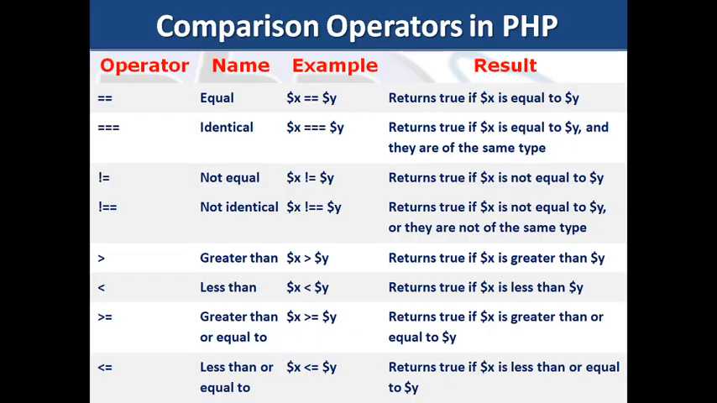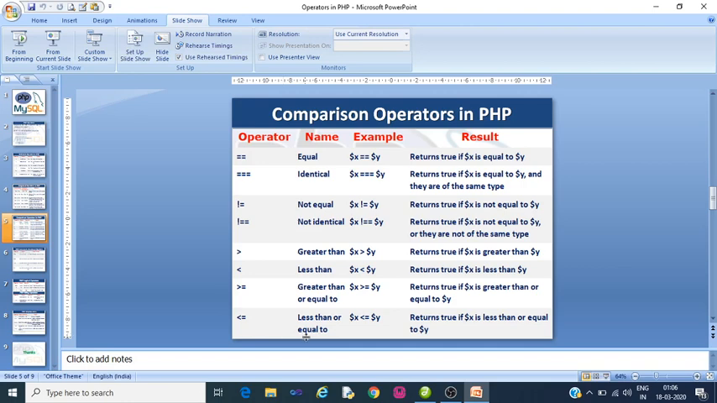From current slide. Next is greater than. $x is greater than $y returns true if $x is greater than $y. Less than, returns true if $x is less than $y. Greater than or equal to, if $x is greater than or equal to $y, then it will return true. Less than or equal to, $x is less than or equal to $y, it will return true. You can check it on the browser.